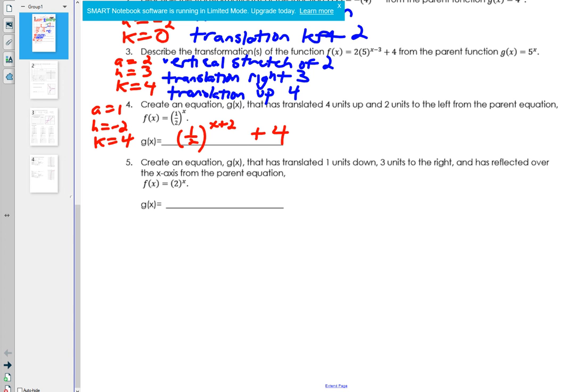But wait, mister, you forgot to write g of x. No, it's just because it was written for me already. So like Marquise, if this were a test and it's not written for you, you have to make sure you write it. I just didn't write it because it's already there.